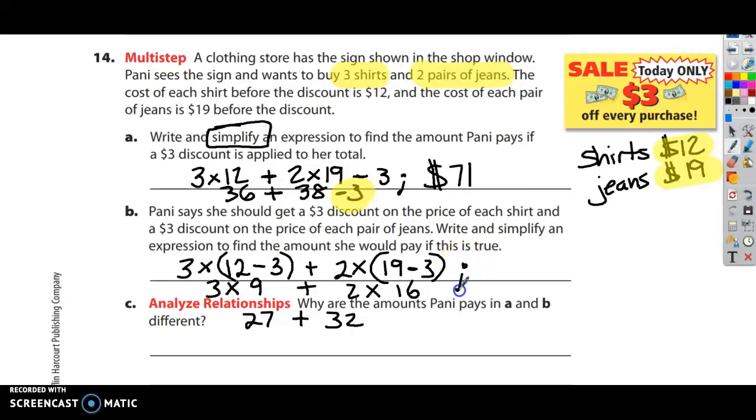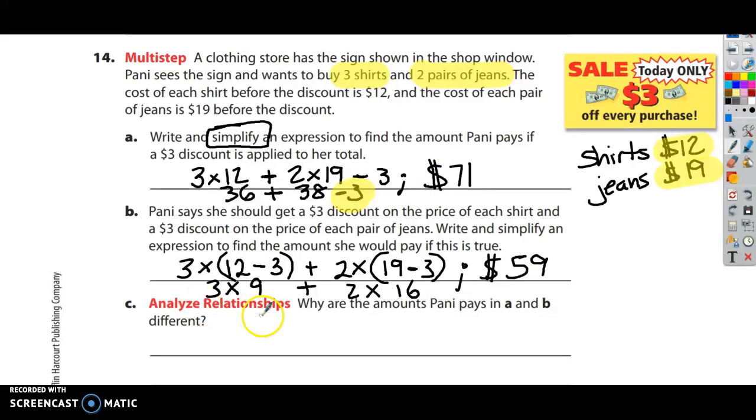And how much total is that? 7 plus 2 is 9, and 2 plus 3 is 5, so it's $59. I'm going to erase this because I'm going to use this space later. So we've got 2 different deals here. We've got a $71 total and a $59 total. Let's go down to C.